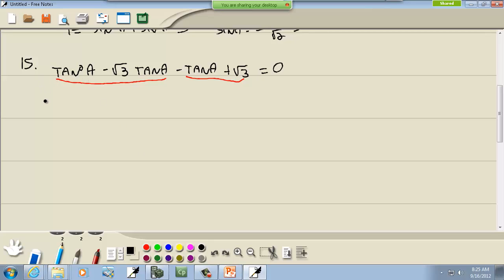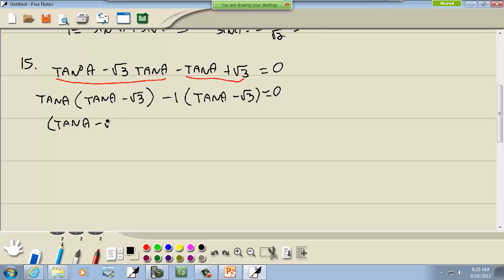Well, these first two have a tangent in common, so I can factor out a tangent theta, and that gives us tangent theta minus square root of 3. Second group has nothing in common, but my first item is negative, so we'll factor out a negative 1. And that gives us tangent theta minus square root of 3. Factoring by grouping, we're trying to get these parentheses the same, and they are, so I can factor out a tangent theta minus square root of 3, and that leaves us tangent theta minus 1 equal to 0.